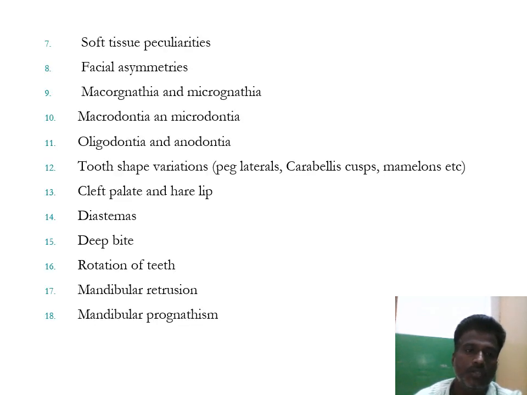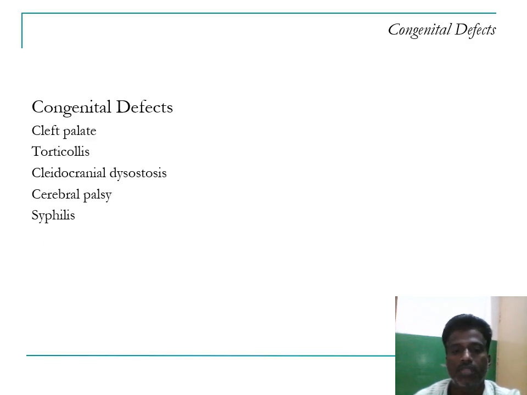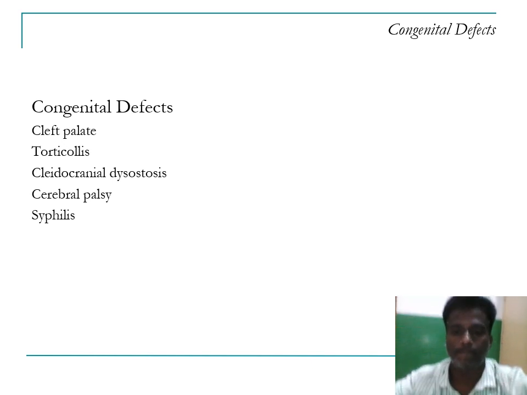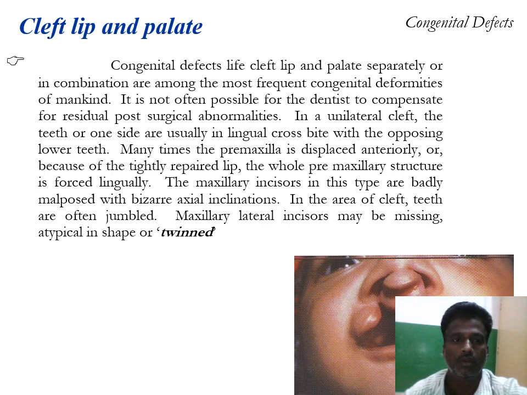Soft tissue peculiarities, facial asymmetries, macrognathia, micrognathia, macrodontia, oligodontia, anodontia, and tooth shape variations such as peg laterals, cusp of Carabelli, mamelons in the incisors, cleft lip and cleft palate, diastemas, deep bite, rotation of teeth, mandibular retrusion, and mandibular prognathism, that means class 3. In congenital defects: cleft palate, torticollis, cleidocranial dysostosis, cerebral palsy, syphilis, then cleft lip and cleft palate.